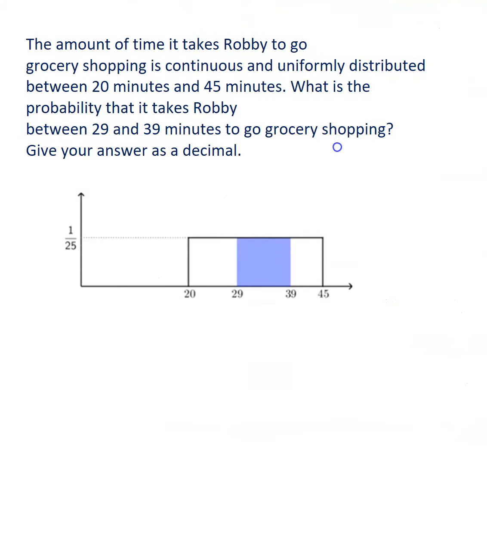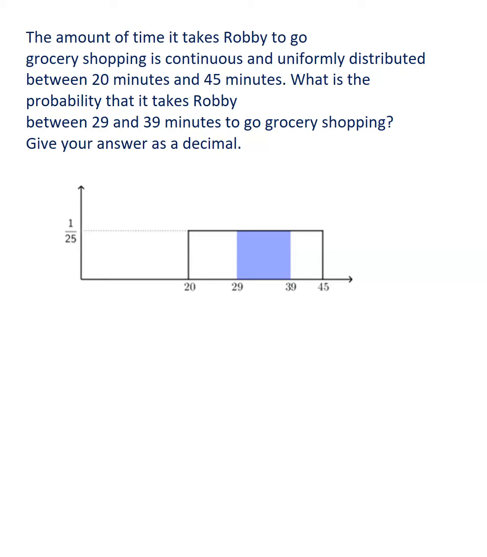The amount of time it takes Robbie to go grocery shopping is continuous and uniformly distributed between 20 minutes and 45 minutes. What is the probability that it takes Robbie between 29 and 39 minutes to go grocery shopping? Okay, so the graph is given to us. In the next problem, probably we'll try to build our own graph. But here we must understand that if you put in the notation, x is the continuous random variable with uniform distribution between 20 minutes and 45 minutes.